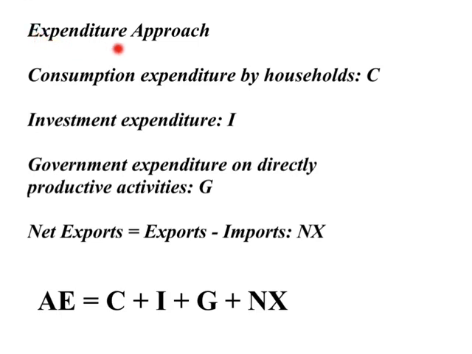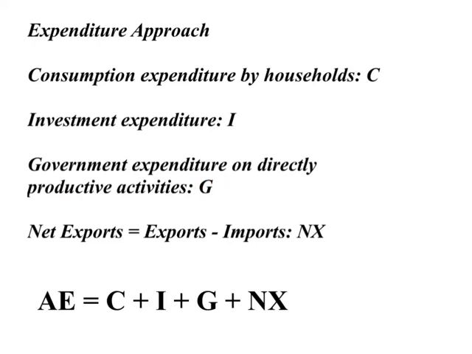Now let us look at the second approach to measurement of GDP, and that is from the expenditure side. And total expenditure in a country, which we'll call aggregate expenditure, can be divided into parts. The first one being consumption expenditure by households, by people like you and me, and this will be represented by the symbol C. To this we'll add investment expenditure, and this will be represented by the letter I. And then we'll have government expenditure on directly productive activities, represented by letter G.